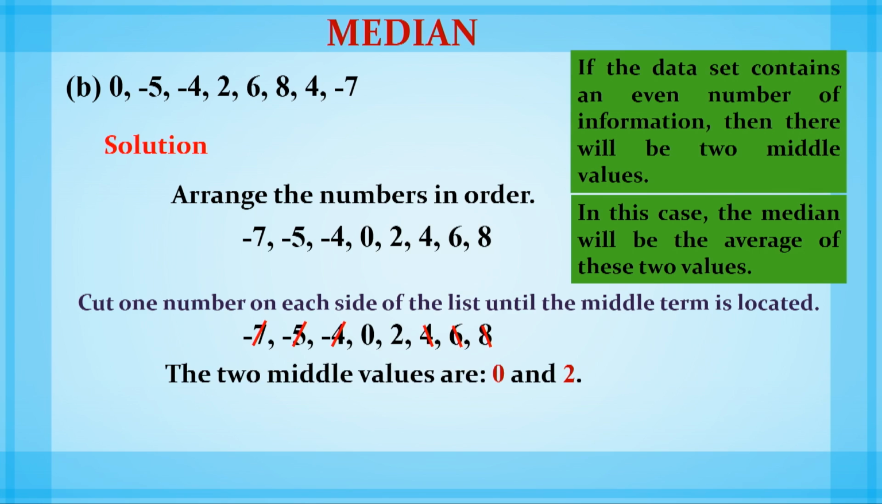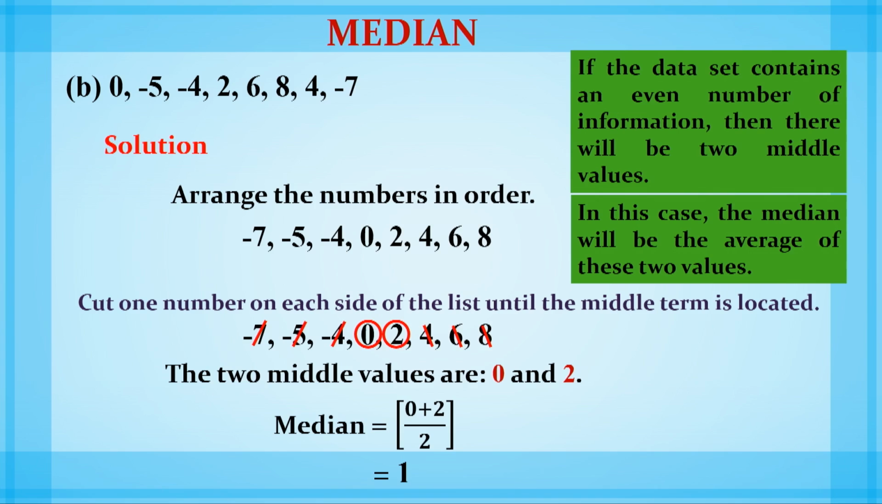Here, the two middle values are 0 and 2. Hence, the median is the average of these two values. Therefore, median is equal to 1.